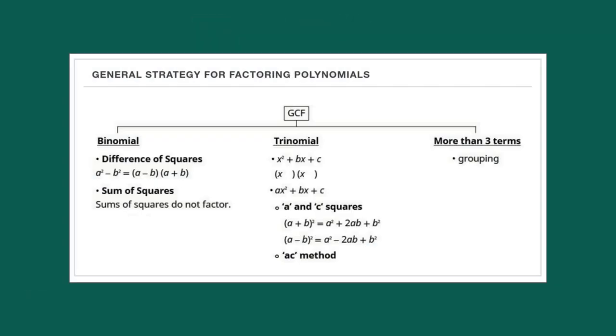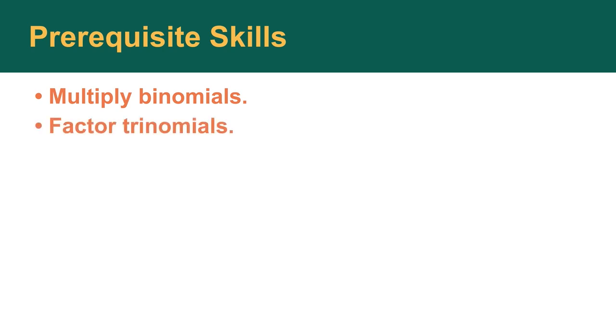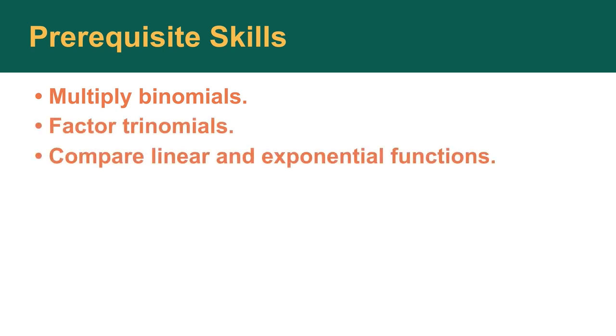In the previous unit, students learned different strategies for factoring polynomials. Prior to engaging in Unit 7, students will need to be able to multiply binomials, factor trinomials, and compare linear and exponential functions.